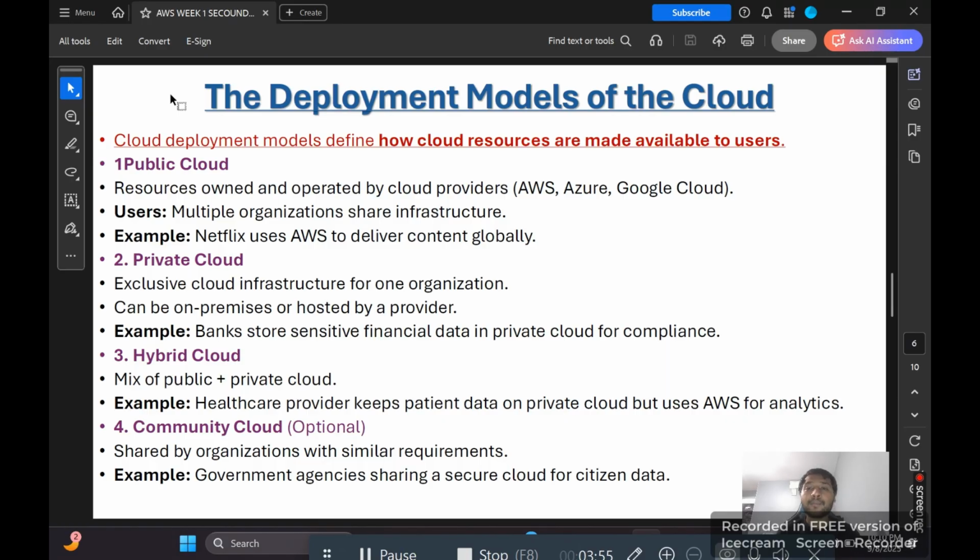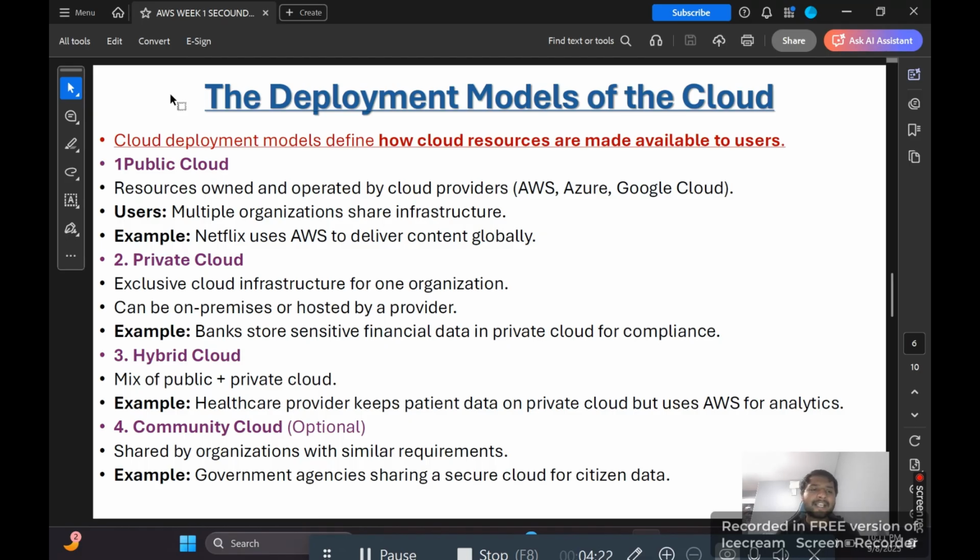The deployment models of the cloud. Cloud deployment models define how cloud resources are made available to users. First, public cloud, resources owned and operated by a cloud provider like AWS, Azure, or Google Cloud. Multiple organizations share the infrastructure. Example, Netflix uses AWS to deliver content globally.